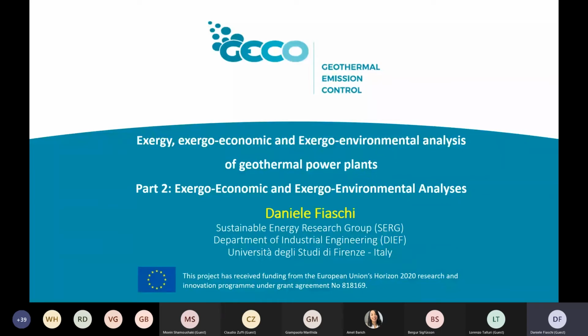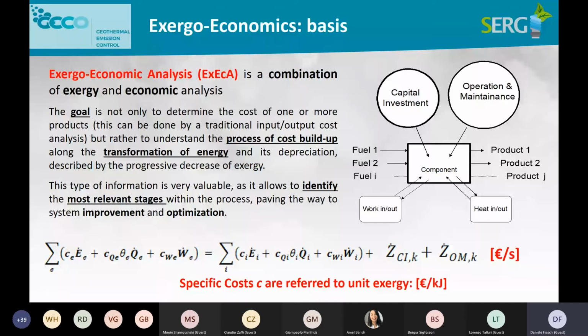So, what is Exergo-Economic analysis? It combines Exergy and economic analysis to determine the process of cost build-up along the transformation of energy and its depreciation, described by the progressive decrease of Exergy value. This information is very useful, allowing the assessment of the most relevant stages of the energy processes, paving the way to economic system improvement and optimization.